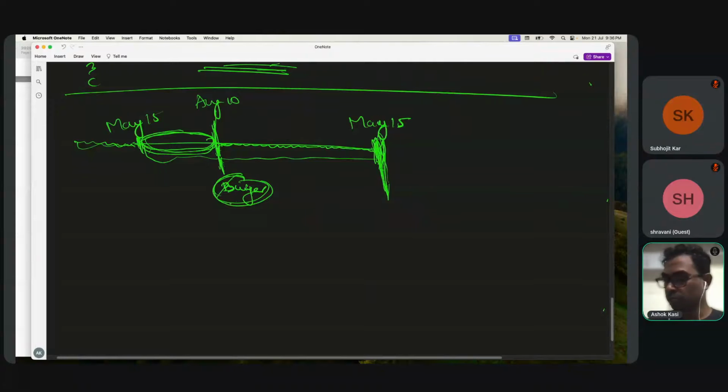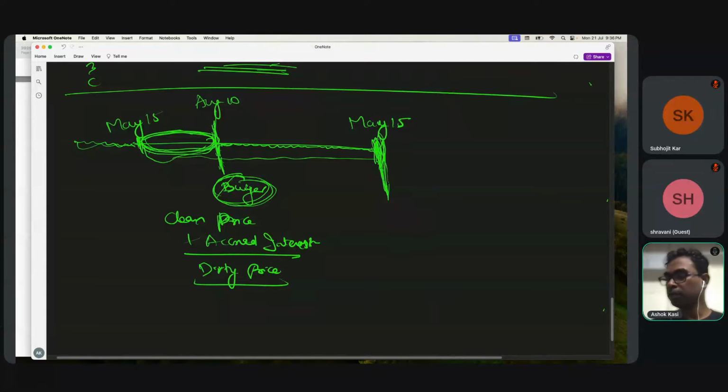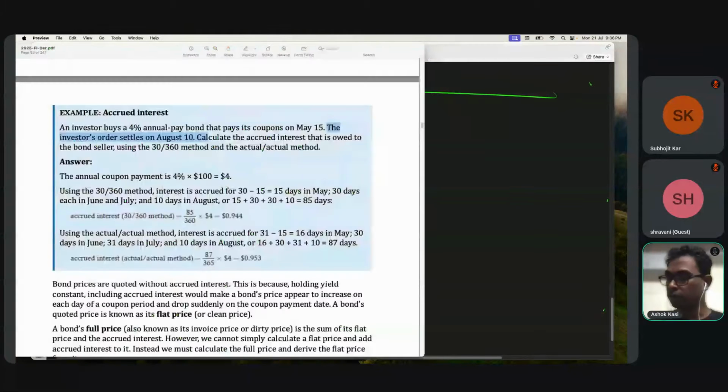Okay, so there is one price of the bond, that is called the clean price. Along with the clean price, you will add accrued interest for this time period, and then it becomes the dirty price. This is the formula: dirty price is equal to clean price plus accrued interest. Now accrued interest only we have to calculate here.